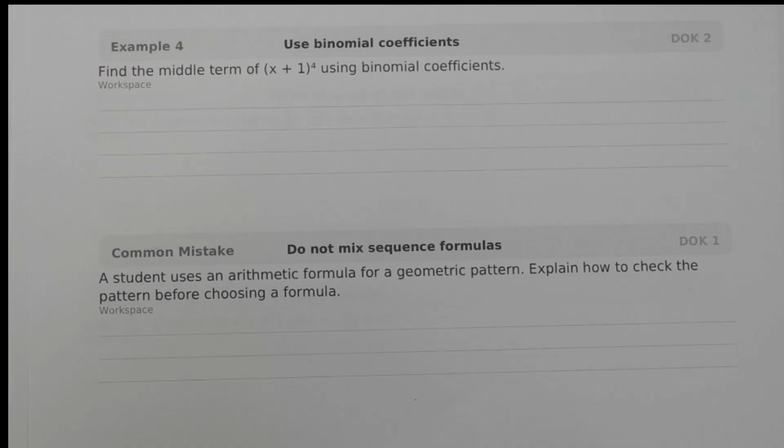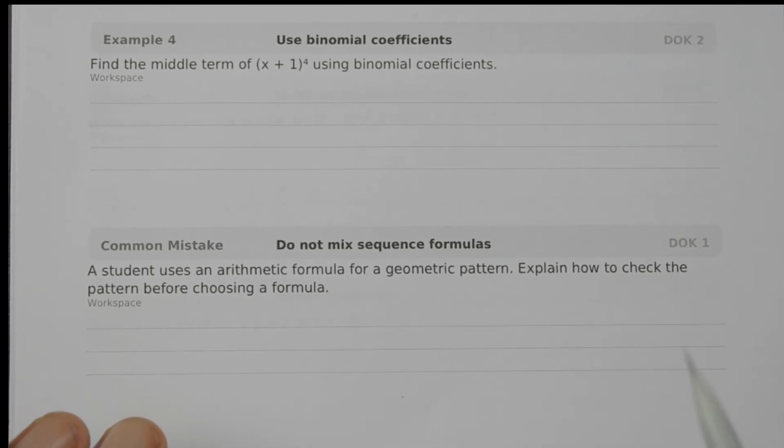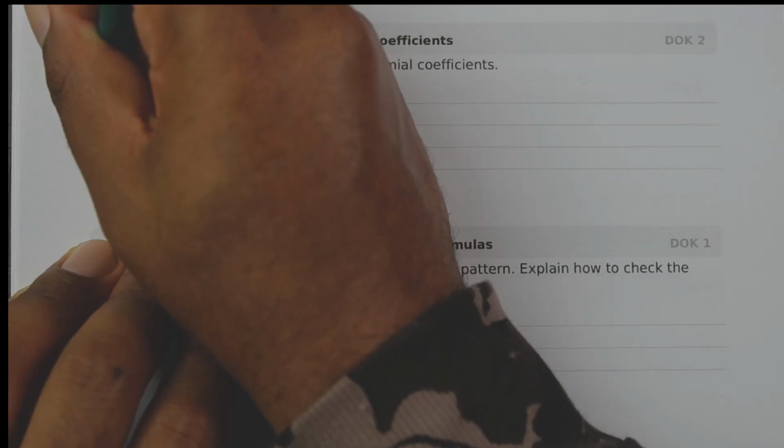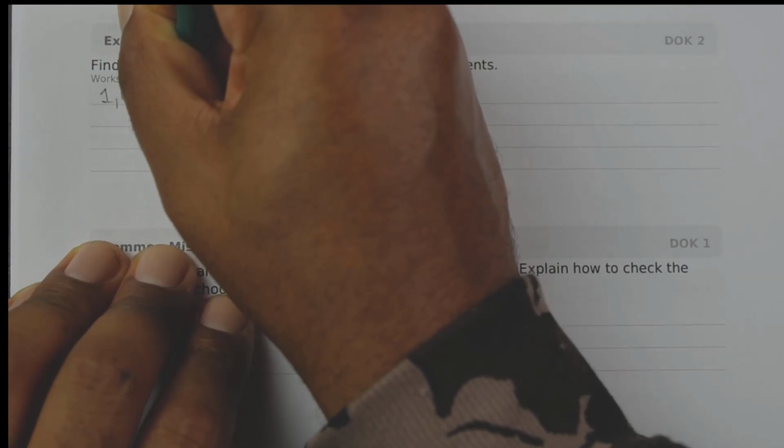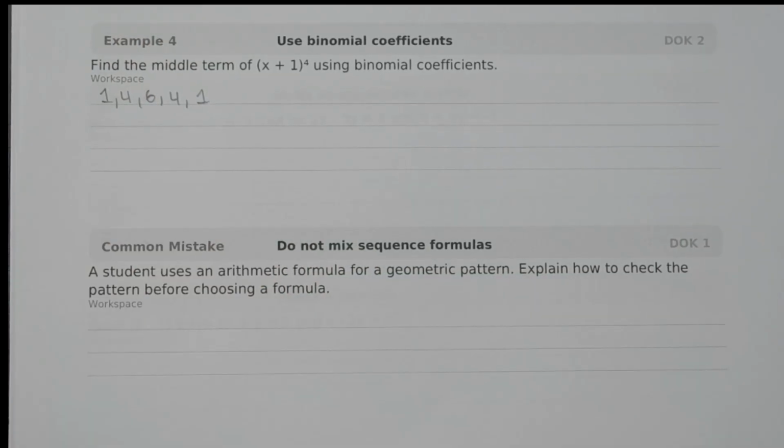All right. Example number 4. Find the middle term of x plus 1 raised to the 4th power using binomial coefficients. So the 4th power uses the following row of Pascal's triangle. If we continued on, it would be 1, 4, 6, 4, 1. Okay, so a 4th power expansion contains 5 terms. Just like if it was raised to a power of 0, it'd just be 1.